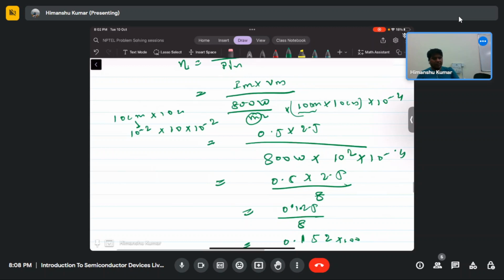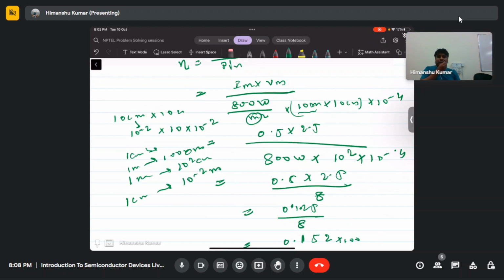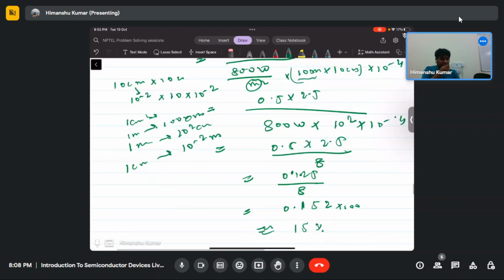1 meter has 100 centimeter, right? So 1 meter will go to 10 power 2 centimeter, or 1 centimeter will go to 10 power minus 2 meter, right? Yeah, now I understand.